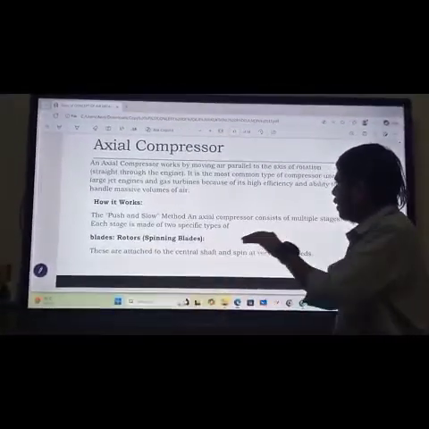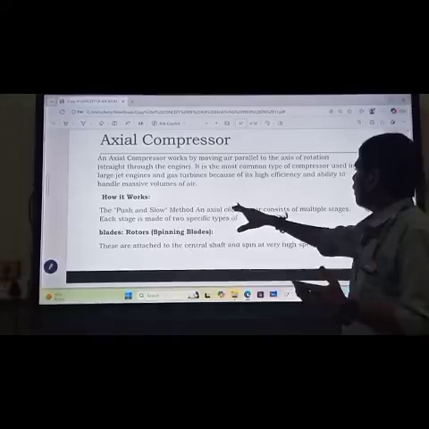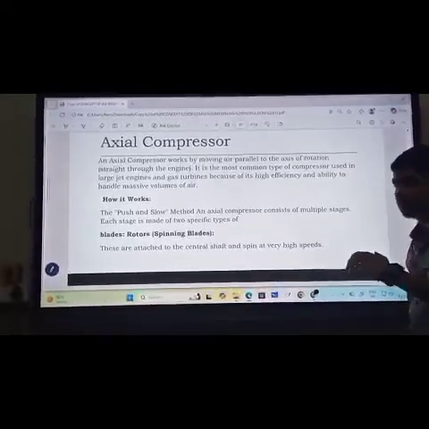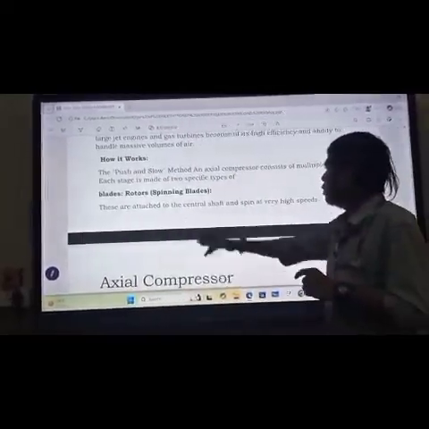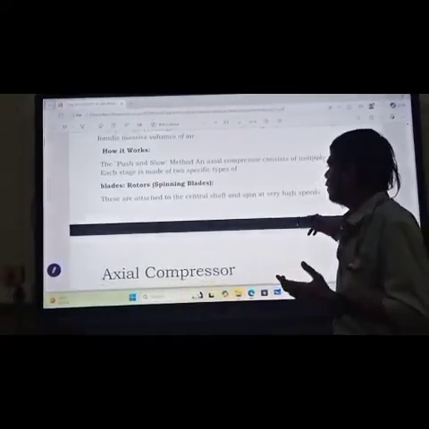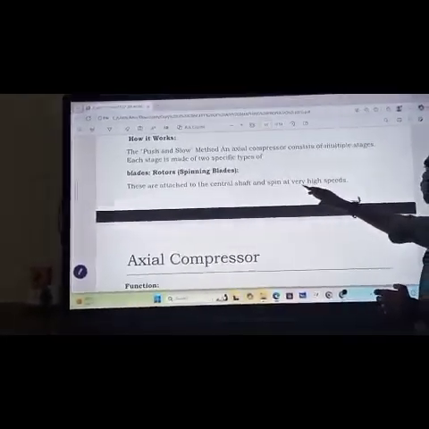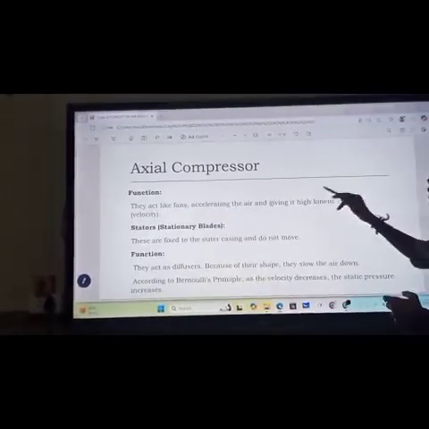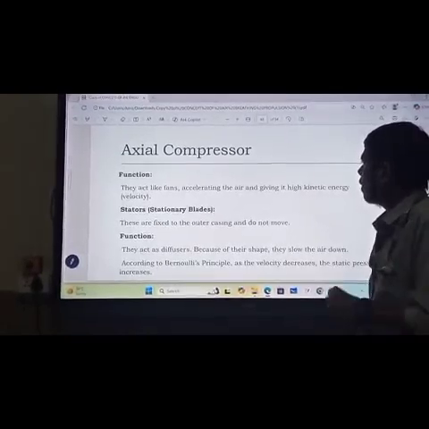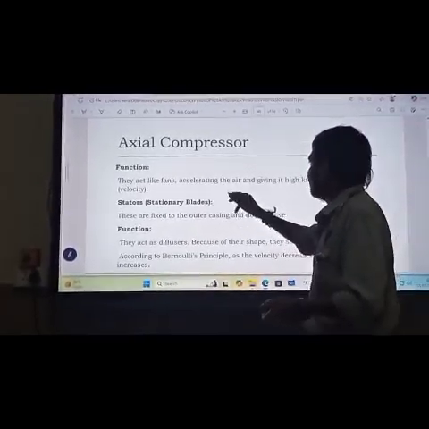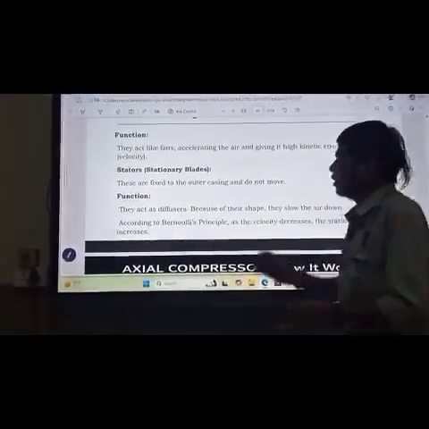So how does it work? It works like a push and slow method. An axial compressor consists of multiple stages. Each stage is made of two specific types of blades. First is the rotor, the spinning blades. These are attached to the central shaft and help the compressor spin at very high speed. Their function is to accelerate the air, giving it high kinetic energy and velocity.